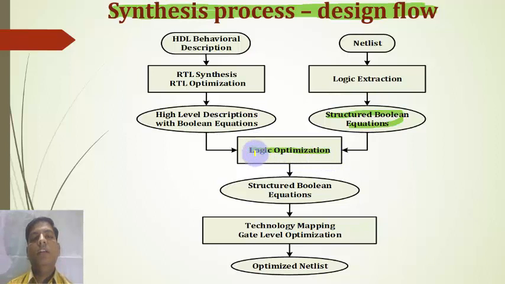Logic optimization means it will simplify the design, making it compact and faster. Then structured Boolean equations can be formed, and these are given to technology mapping, meaning gate level to technology specific conversion, and after that the optimized netlist is provided. This optimized netlist can be utilized to design a system. In this way is the design flow for the synthesis process, which we will also discuss in unit number 3.